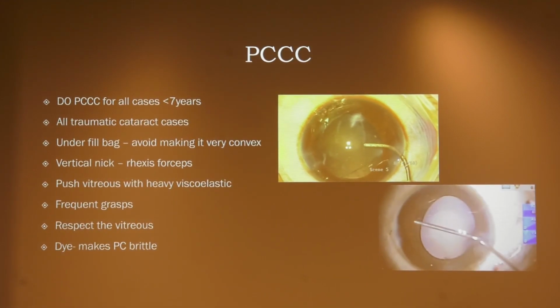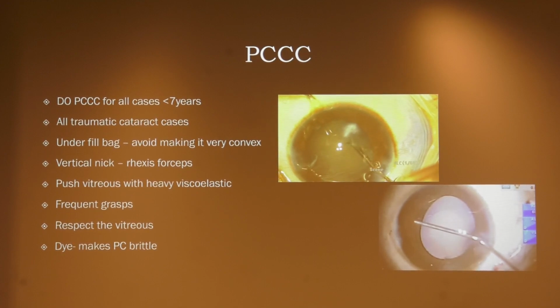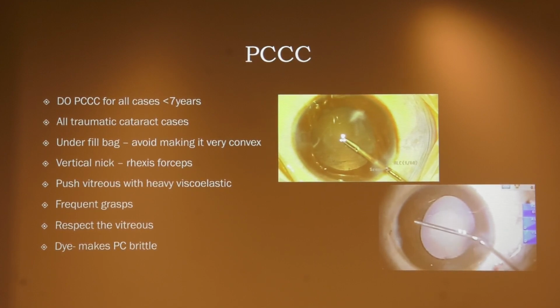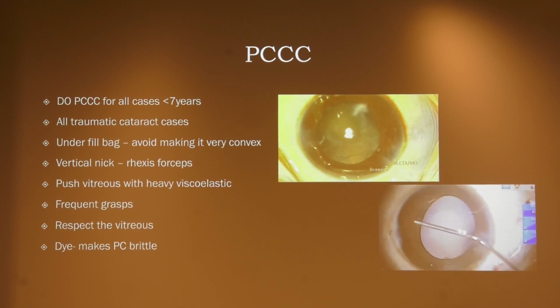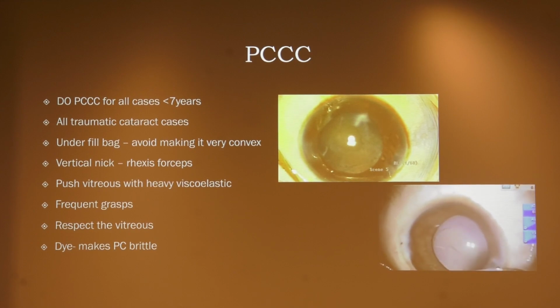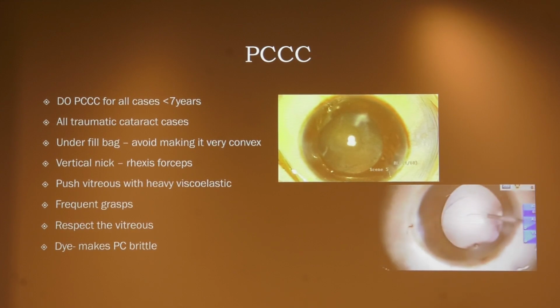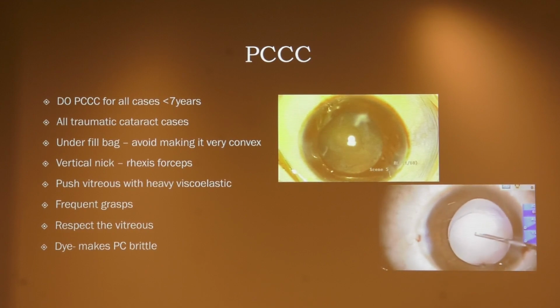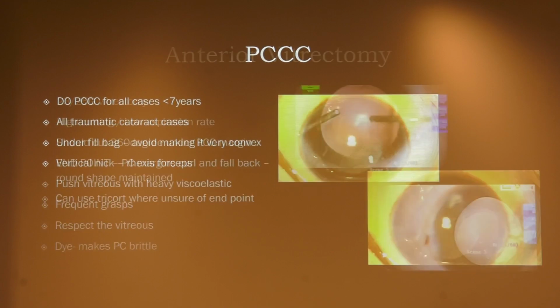PCCC for all cases under the 7 years. I even do it for older children because it's very difficult to get them under the YAG laser later. So underfill the bag. Let the PC come up a little bit, take a vertical nick, and then use your capsulorhexis forceps. Then you can push a bit of viscoelastic in the Berger's space so that you have better control and you can make the posterior capsulorhexis complete.